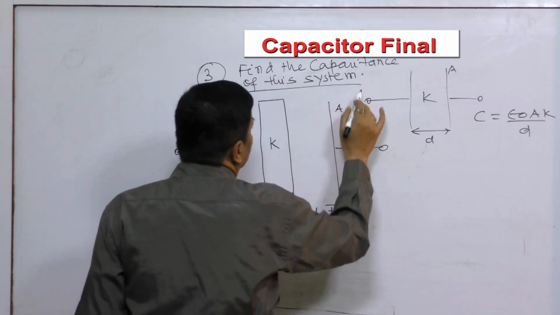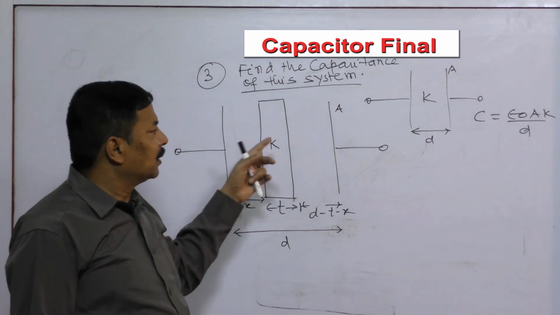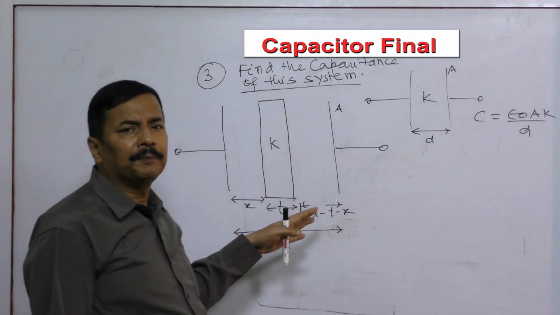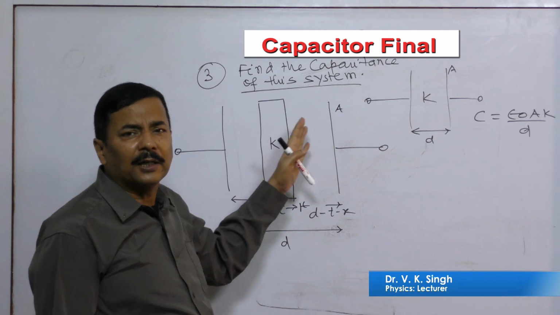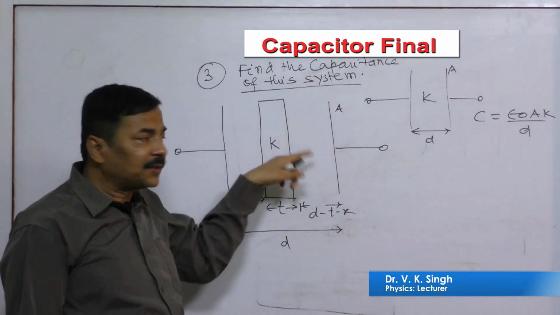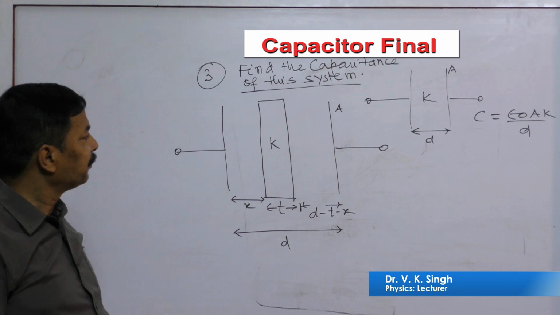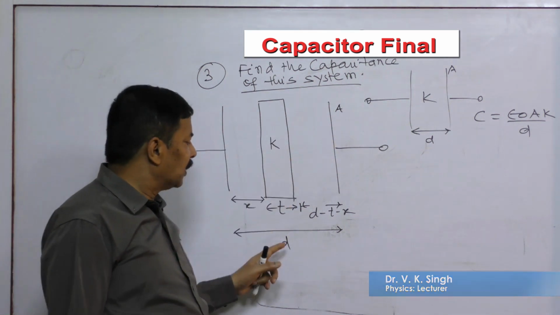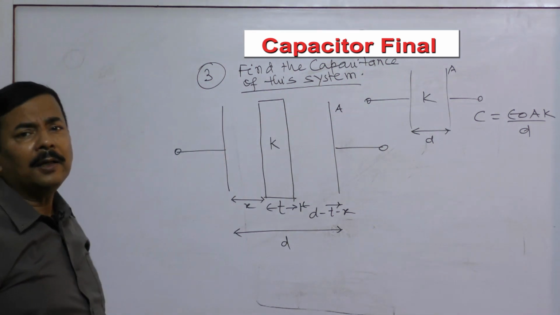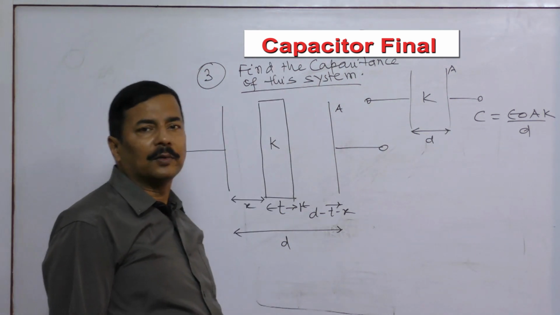This is the question. Parallel plate capacitor you have seen, we have already discussed. The space filled with a dielectric, that also we have seen. And if it is partially filled with a dielectric of dielectric constant K, plate area remains the same, distance remains D, then what will be the capacitance of this capacitor? That is my question. Find the capacitance of the system.